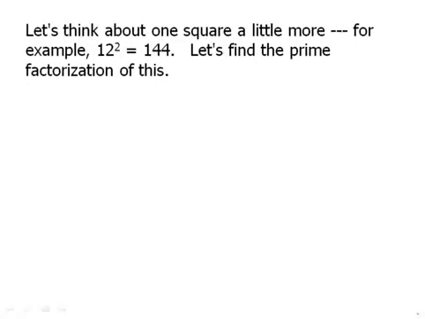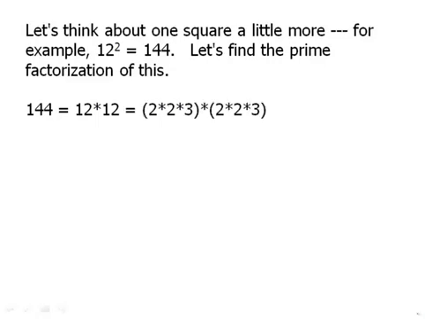Let's think about one square a little more. For example, 12 squared equals 144. Let's find the prime factorization of this. Well, of course, 144 equals 12 times 12. Each factor of 12 is 2 times 2 times 3. And then when we combine, we get 2 to the 4th, 3 squared.